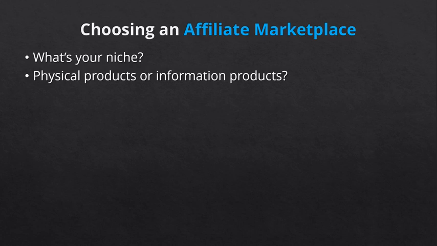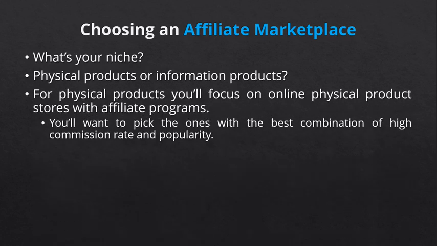If you're selling physical products, you'll be looking for online physical product stores with affiliate programs. You'll want to pick the ones with the best combination of high commission rate and popularity. For example, you might come across an online store offering a whopping 30% commission rate, but they might be lesser known and therefore you might be less likely to make sales. On the other hand, a big store like Amazon, for example, might offer a low commission rate like 5 to 10%, but due to its popularity, you're more likely to make sales.